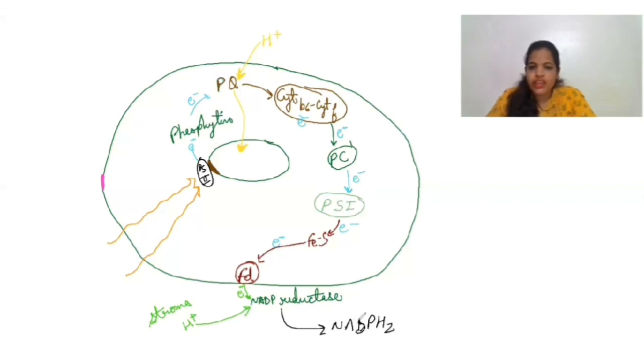Now tell me one thing, what is the site of formation of NADPH2? One important point: the stroma is the site for formation of NADPH2. As you can see, we have NADPH2 formed on the stroma side. Clear? So, protons are continuously used from the stroma either to send into the lumen or to form NADPH2.